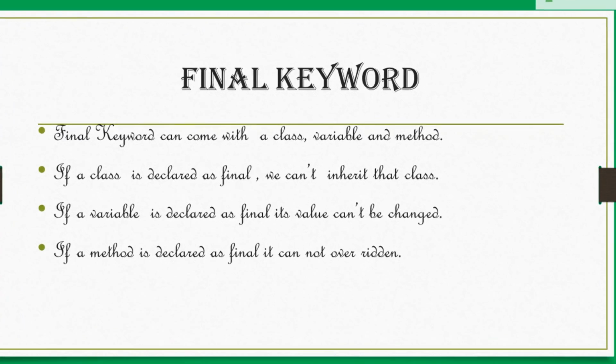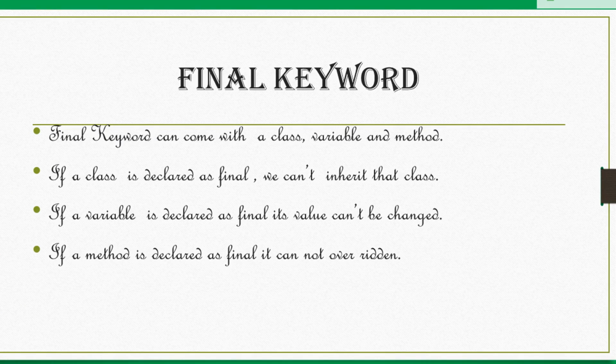So first let us look at what is final keyword. Guys, final keyword can come with a class, variable and a method. If a class is declared as final, we can't inherit that class. If a variable is declared as final, its value can't be changed. If a method is declared as final, it cannot be overridden. Now let us see with the help of examples how these can be achieved.